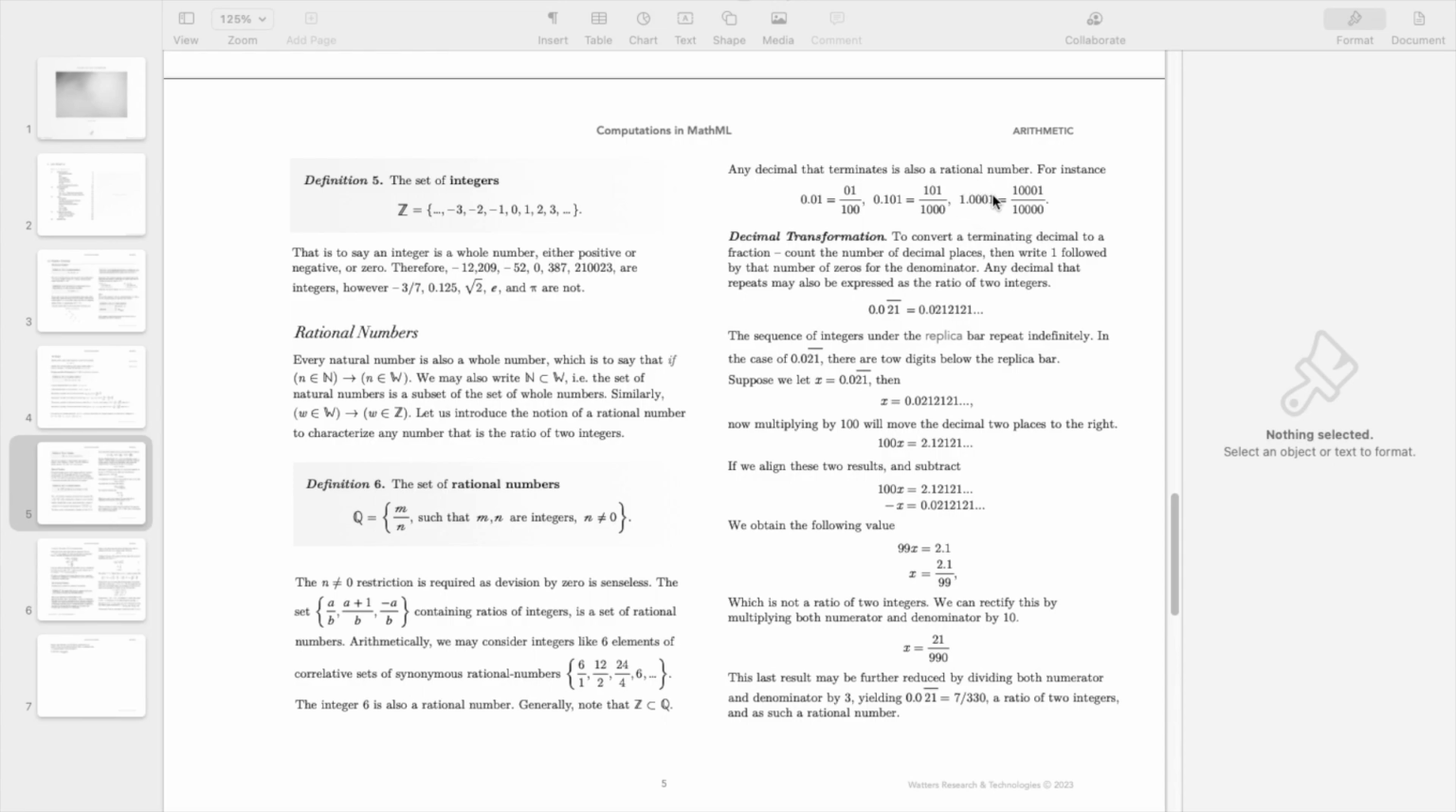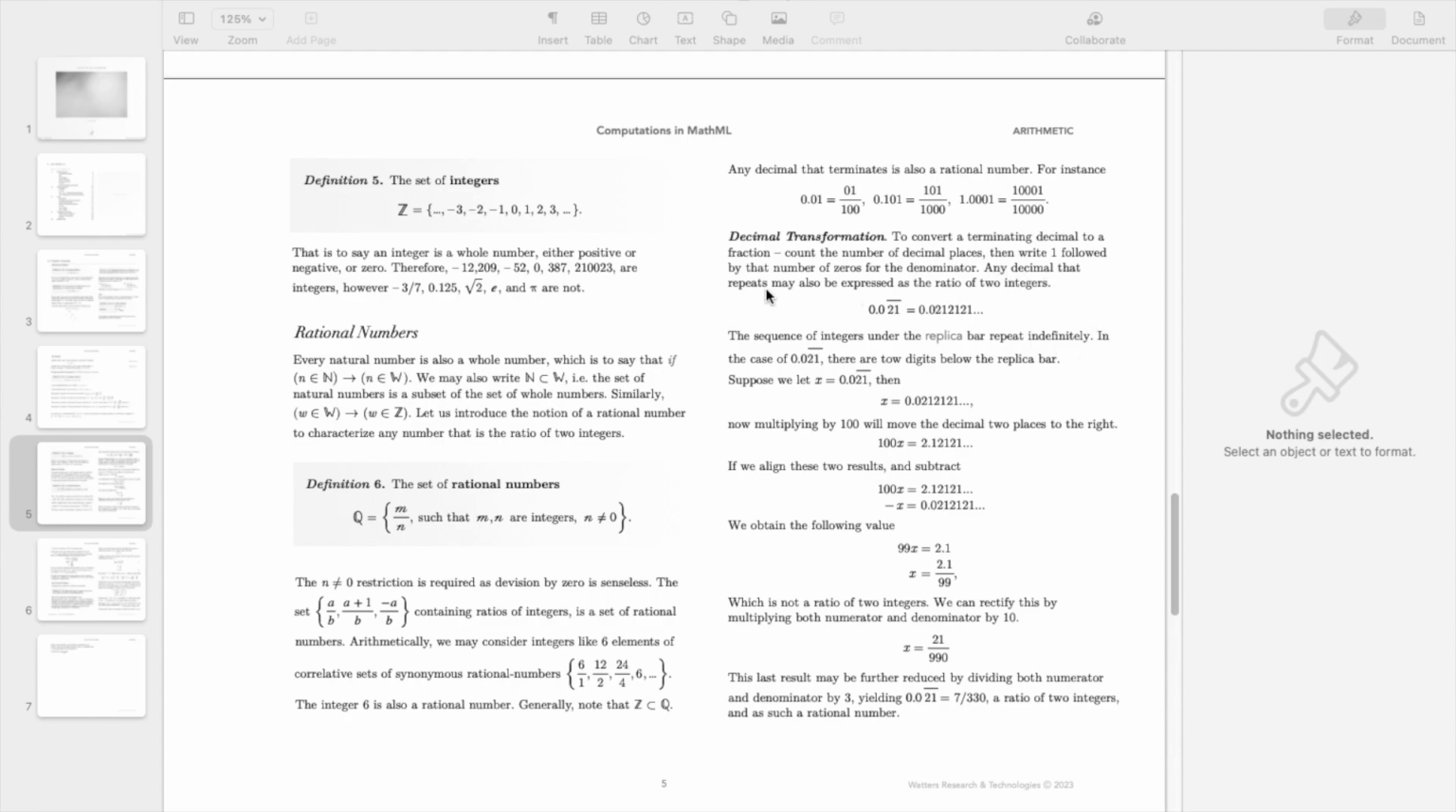So if we wanted to, and that's exactly what we've done up here with each and every one of these, if we wanted to convert this decimal number to a fraction or rational number, what are we going to do? We're going to count the number of decimal places: 1, 2, 3, 4 decimal places. And in the denominator, we're going to write a 1 followed by that number of zeros. 1, 2, 3, 4 zeros. All right, easy as that.